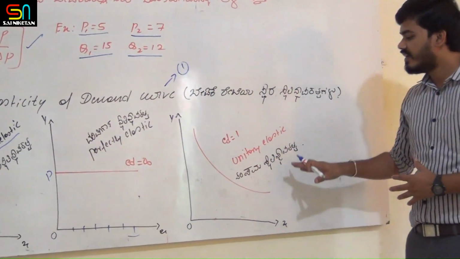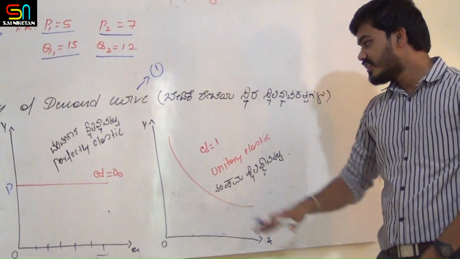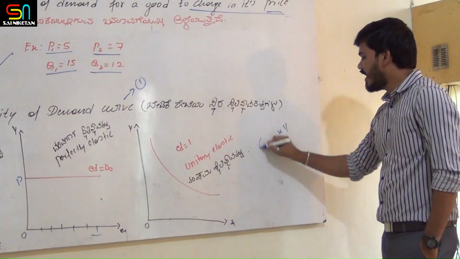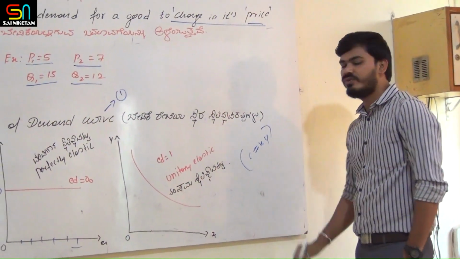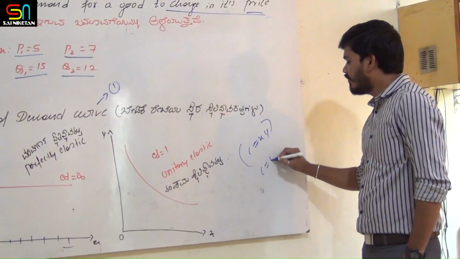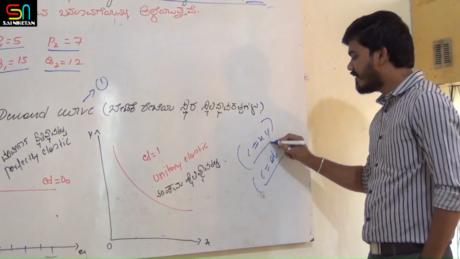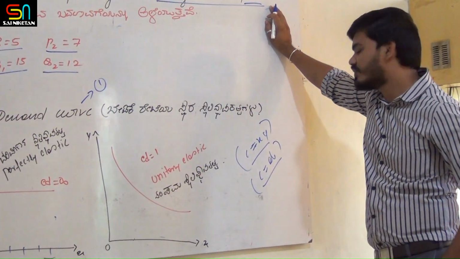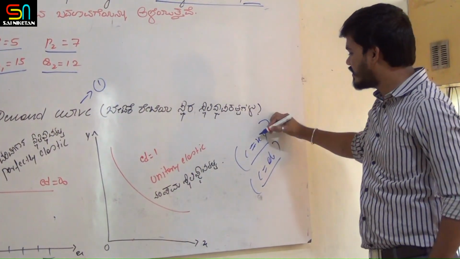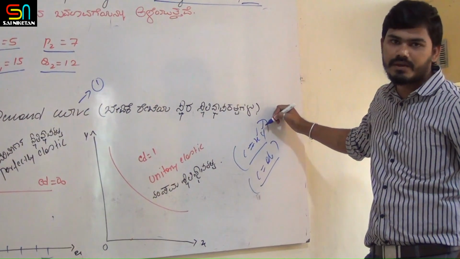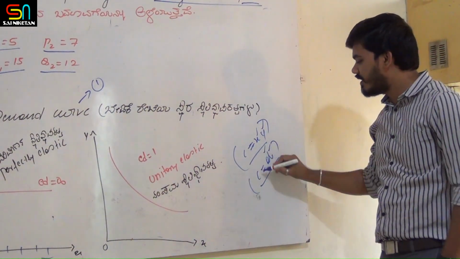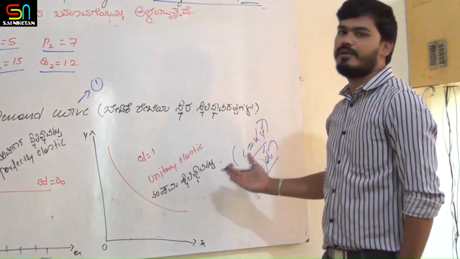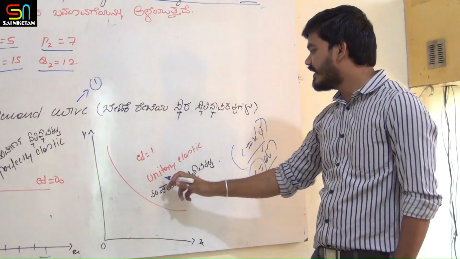And finally, very important, unitary elastic. This looks like a hyperbola. A hyperbola is nothing but C equal to x times y, or C equal to AB as we also call it. What is the meaning of C equal to xy? Whatever changes in the x variable or y variable, there is no change in the product. It means a constant. That is called the rectangular hyperbola in nature. That is unitary elastic.